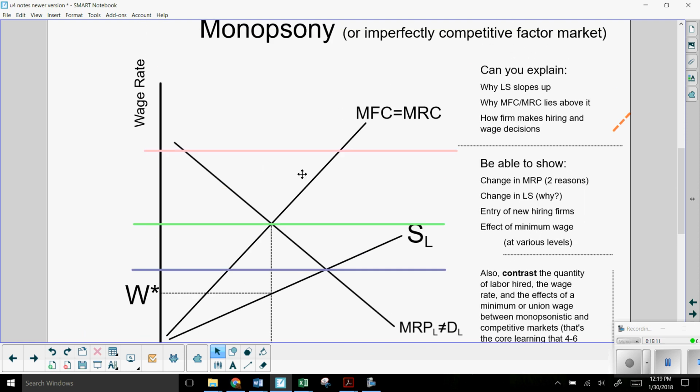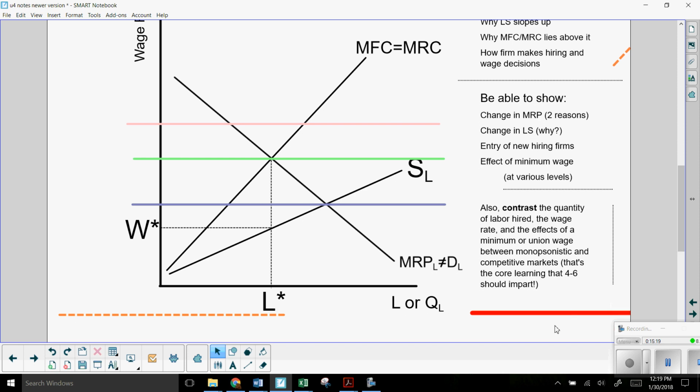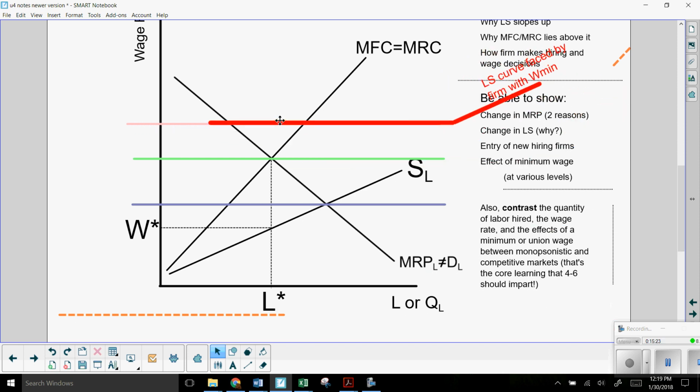Let's go even a step further. What if we put that minimum wage above that green line right there? How about it's right here? If we do that, then labor supply is horizontal until somewhere way out here, wherever this SL black line would come up and meet that wage. It's way too far for me to even worry about, right? So that's the labor supply curve the firm faces.